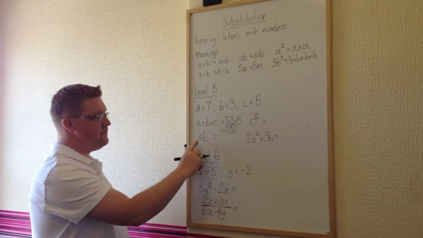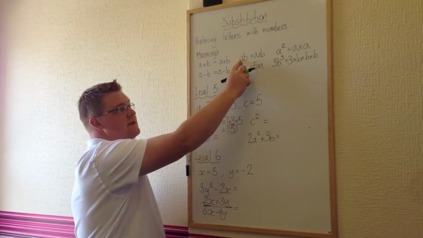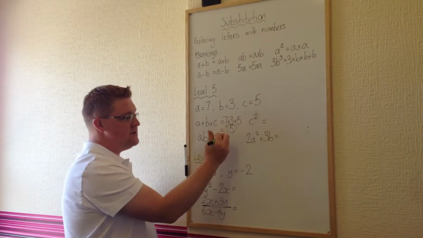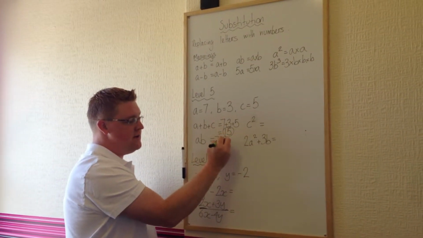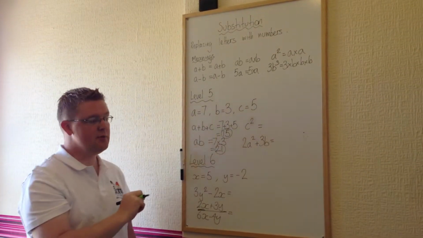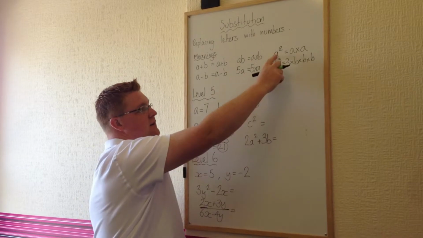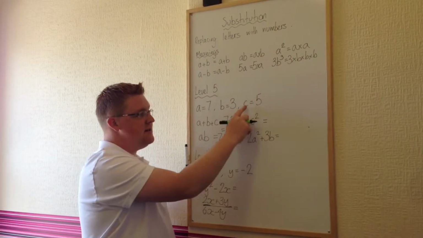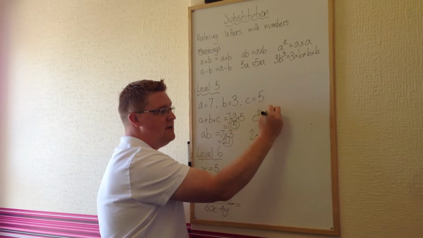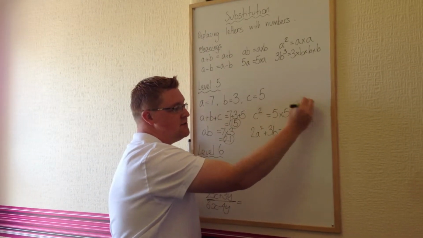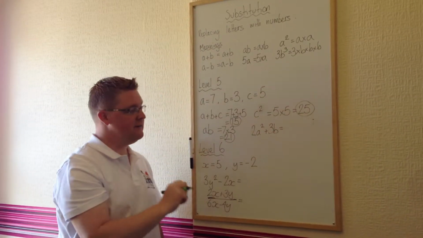Dead easy. AB, we've already seen AB is written as A times B, so if A is 7 and B is 3, 7 times 3 would be 21, so AB would be 21. C squared, well we know A squared is A times A, so C squared must be C times C. In this case C is 5, so that's 5 times 5 is 25. So C squared is 25.